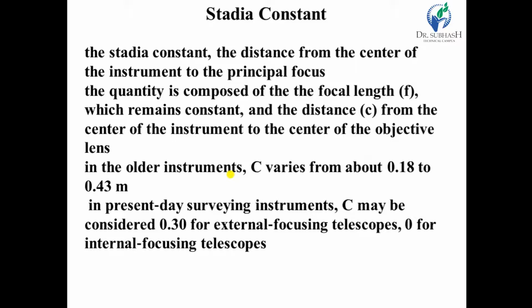In present day surveying instruments, C may be considered 0.30 for an external focusing telescope and 0 for an internal focusing telescope, because the value of C doesn't matter, since there should not be any analytic lens.